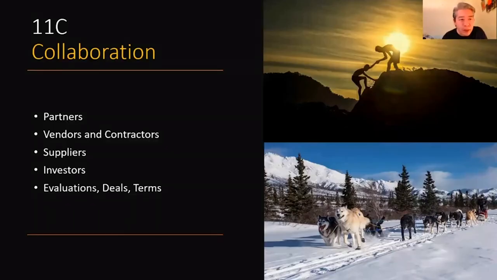The 11th C is collaboration. So no company is an island, right? You need to think about what you want to do internally from a core competency perspective and when you need to collaborate. So whether it's collaborating with content partners, technology vendors, ad networks, offshore development, freelance designers, it's important that you have a good evaluation and selection process, and ideally, you know, establish win-win deals, which is always good for both parties. The 12th C is care.